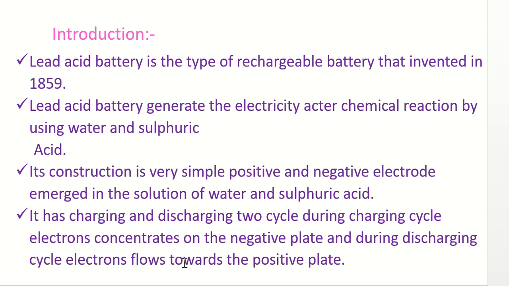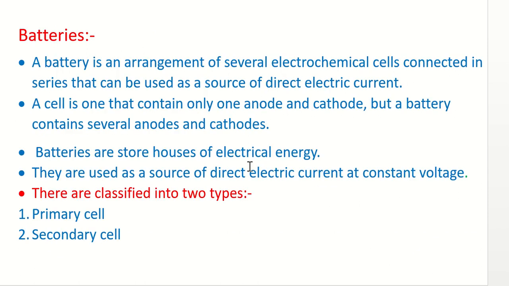In a lead acid battery, there are two cycles: one is charging and the other is discharging. During the charging cycle, electrons concentrate on the negative plates only, and during the discharging cycle, electrons flow towards the positive plates only. This is the difference between the charging cycle and the discharging cycle.